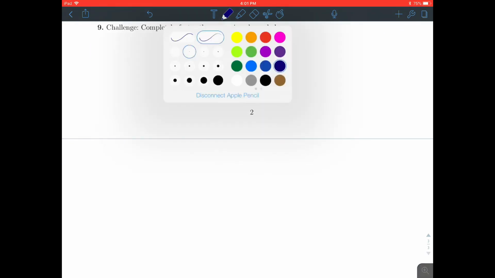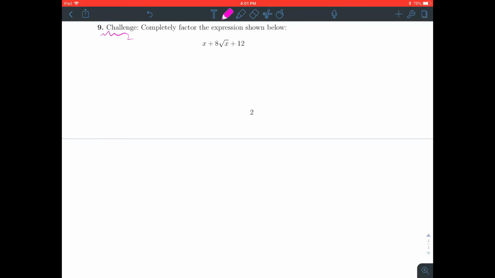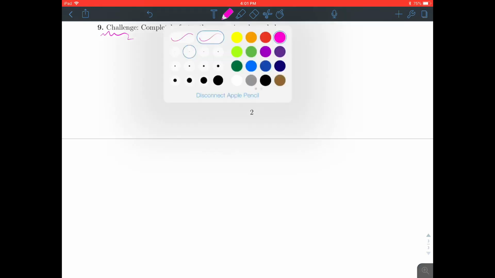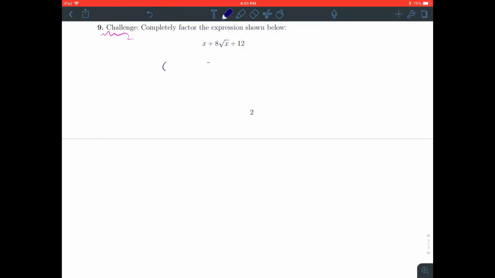Problem number 9 is a pretty crazy challenge question. So this was an extra credit one. So let's see. This looks a lot like a sum and product problem. So I'm looking for two factors, and I'm looking for here in the first spot something that times itself gives me x. Something times itself means something squared. So I want something squared that gives me x.